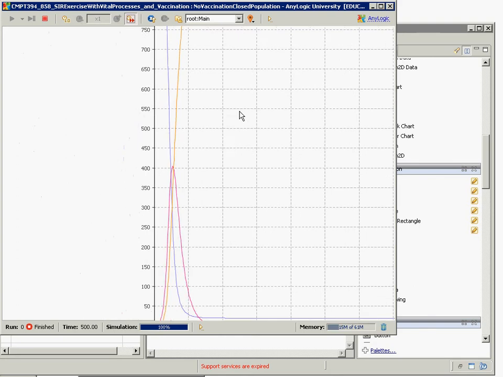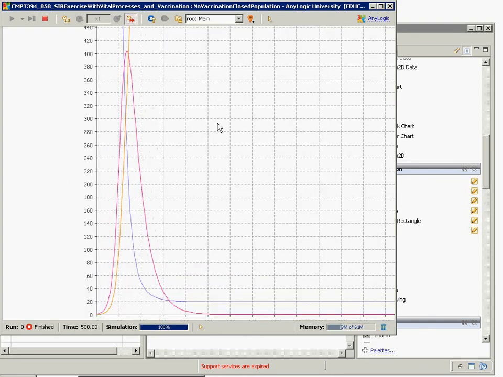The most interesting one, of course, is infectives. There we go. Control mouse wheel, we'll zoom in like that. So what's going on with infectives? Again, can anyone give me the story? What's going on early on with them? What's going on in this region? What's the story there?